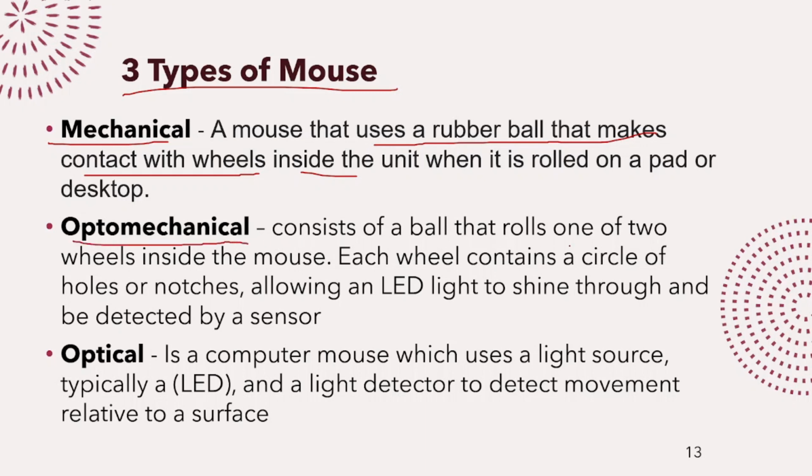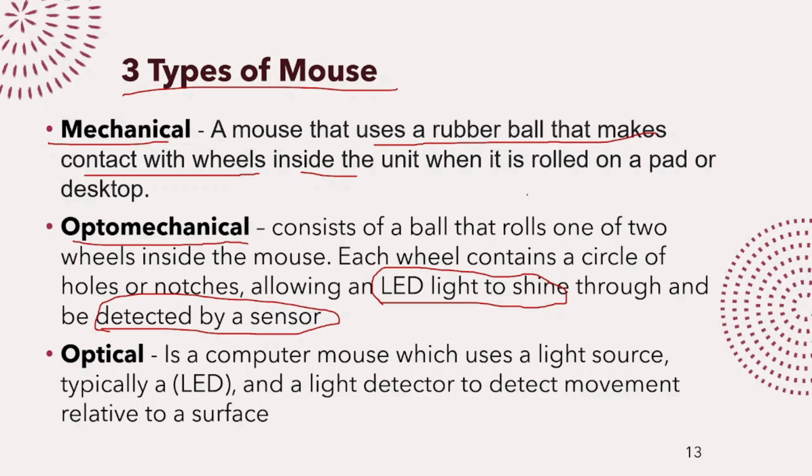Then next is the optomechanical mouse. So this is an upgraded version ni mechanical. So yung difference ni optomechanical kay mechanical is that optomechanical allows LED light to detect. LED light kapag naglalight yung mouse, yung bottom, yung nasa ilalim ni mouse, this becomes the sensor.